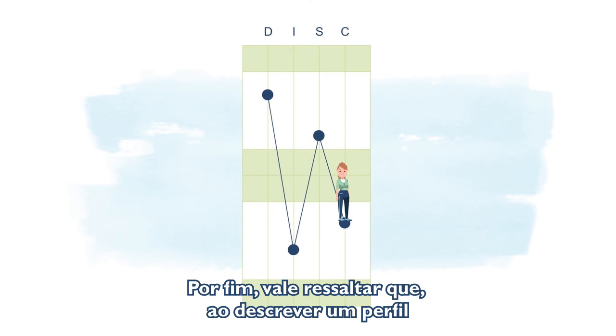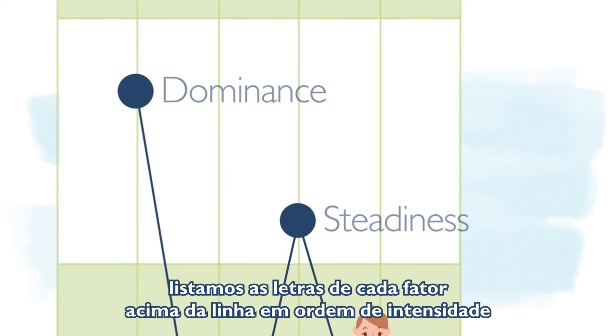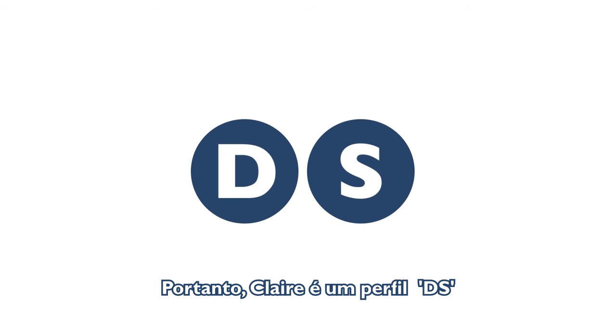Finally, it's worth noting that when describing a profile, we list the letters of each factor above the line in order of intensity. Therefore, Claire is a DS profile.